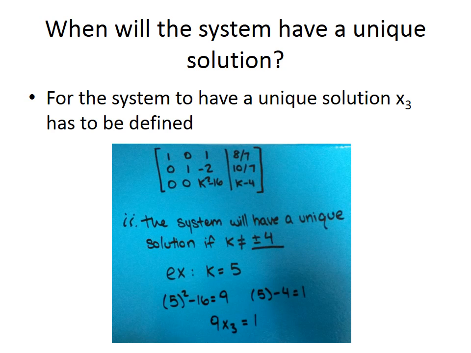For the system to have a unique solution, x3 has to be defined. So this means k squared minus 16 has to be any number other than 0, and k minus 4 has to be any number other than 0. So the system will have a unique solution if k does not equal plus or minus 4.